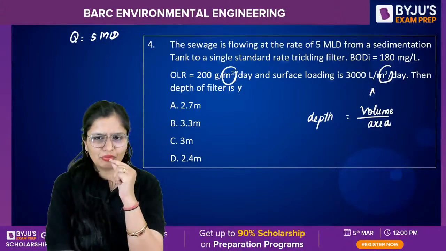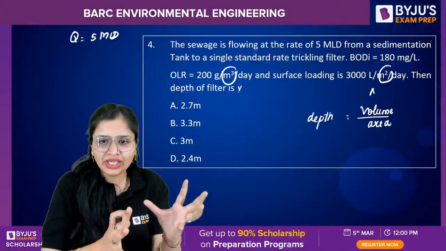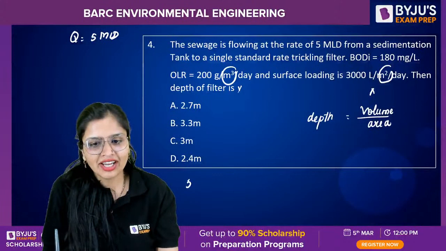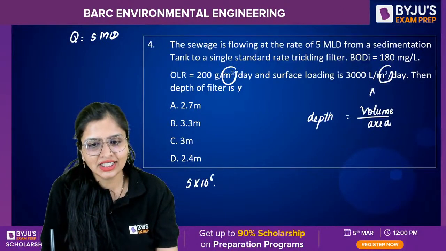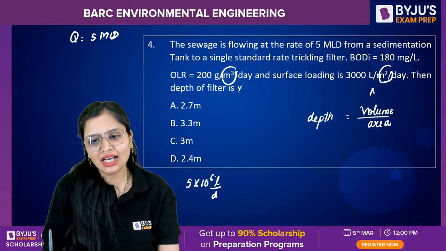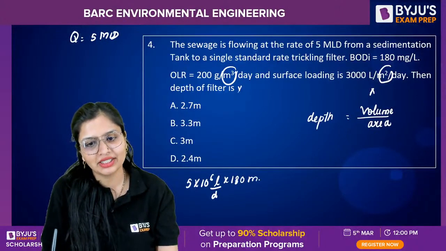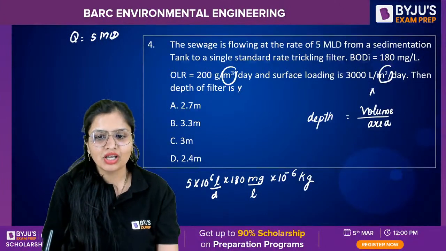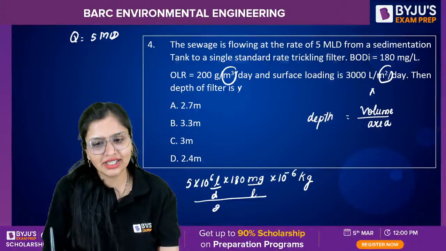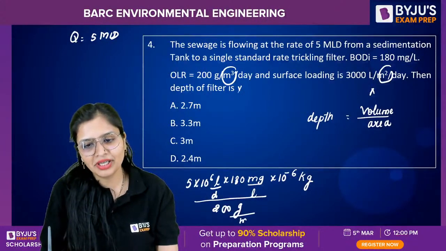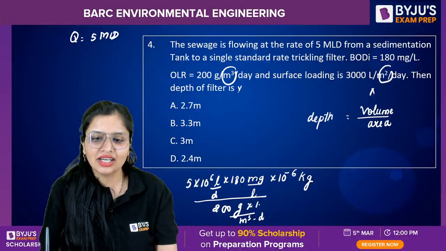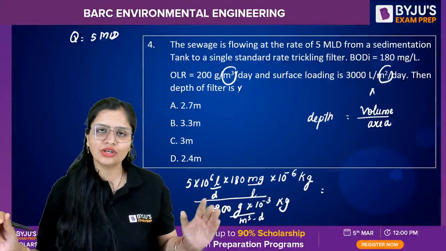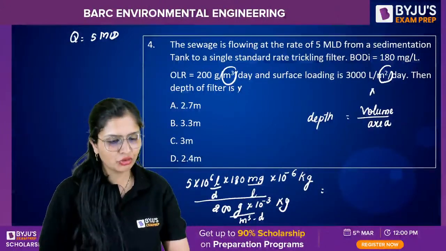For calculating the volume, organic loading rate is given to me. But let me know how much BOD will be going to the sedimentation tank. So here 5 into 10 raised to power 6 liters per day. This is the sewage flow rate. And how much is the BOD? 180 mg per liter. Converting mg into kg, this is 10 raised to power minus 6 kg. So from here it is coming in kg per day, and here it is 200 gram per meter cube per day, so converting gram into kg. From here you will get the volume. See, all the units will get cancelled out, and you will be getting the volume in meter cube. How much is the volume coming?